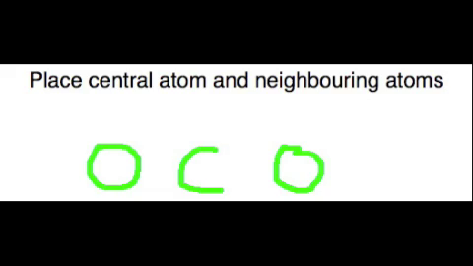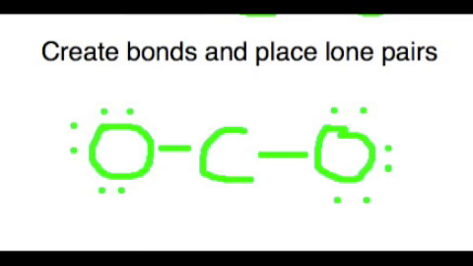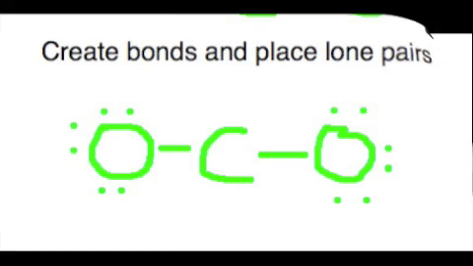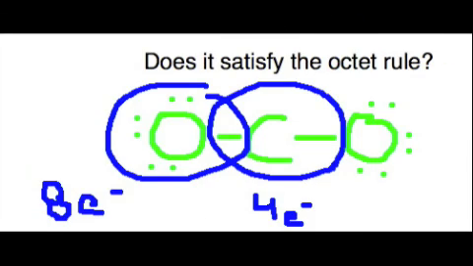We're going to create bonds between the atoms and place lone pairs. Each oxygen has 6 lone pairs. We're going to check whether it satisfies the octet rule. Oxygen has a total of 8 electrons, meaning it satisfies the octet rule. But carbon only has 4 electrons, meaning it does not satisfy the octet rule.